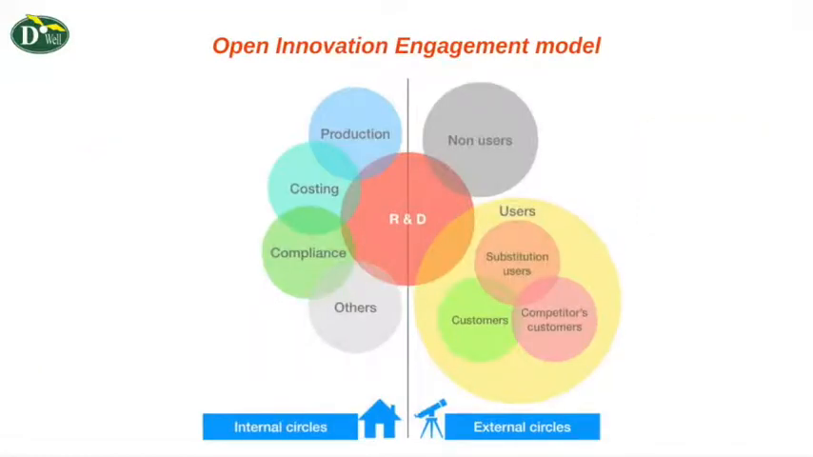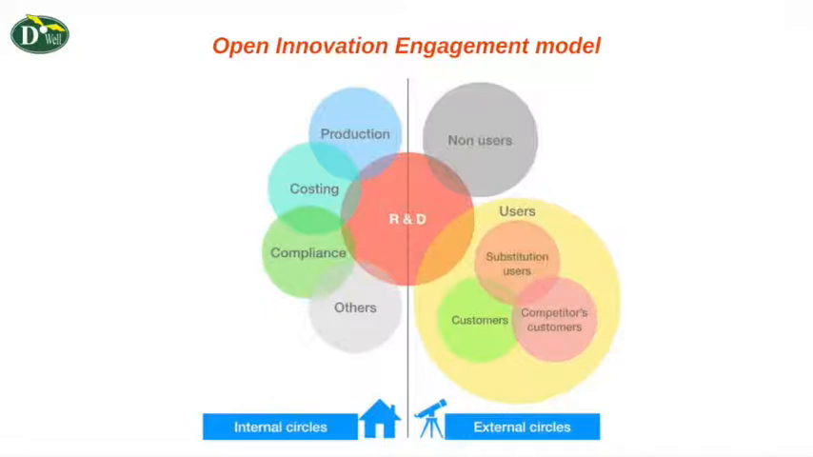Again, there's an engagement model we used. This R&D team is developing different circles. We call them innovation circles. There are 2 types of circles: internal circles and external circles. The internal circles will talk about the coding and costing, compliance and others. These circles are formed inside the organization, not from the R&D team, but from the other departments.